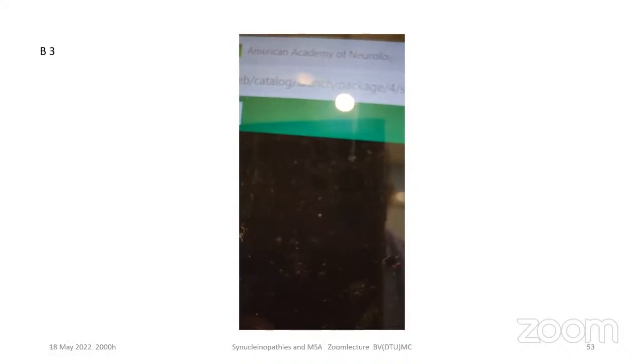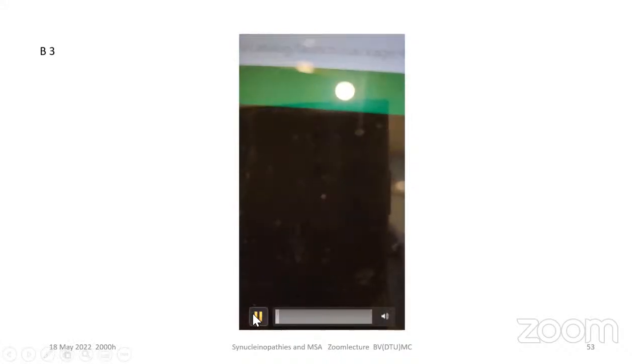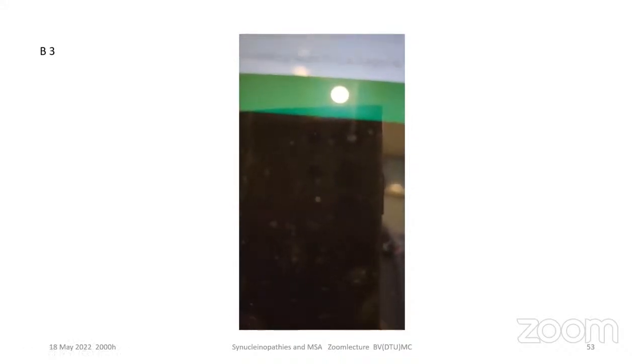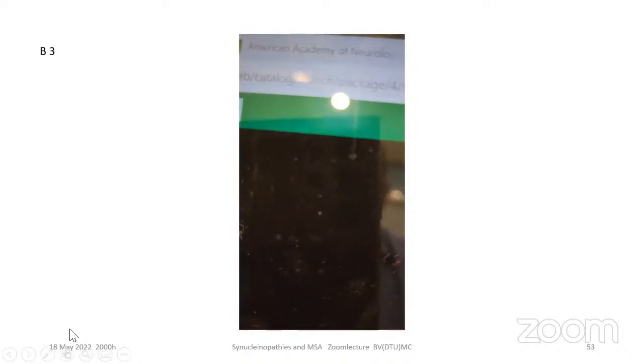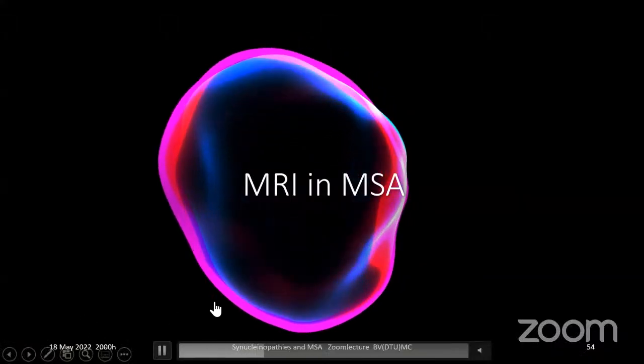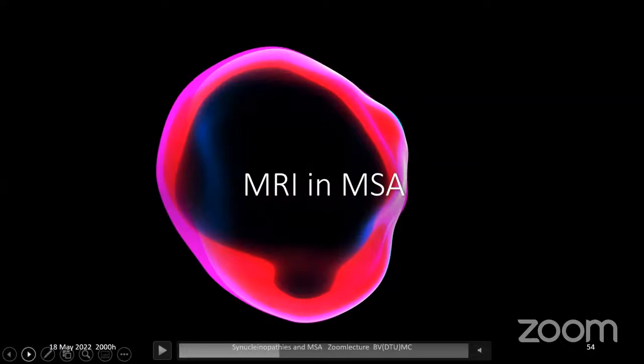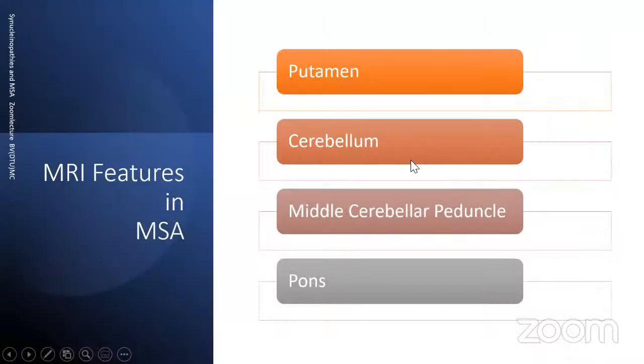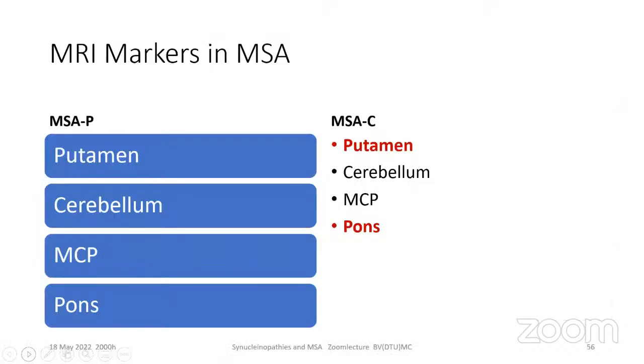That you see that sound, that's the sound which is characteristic. Okay. Now let's look at the MRI in MSA. Putamen, cerebellum, middle cerebellar peduncle, and pons are characteristically observed, and there are some named signs, and the differences can be seen. In MSA, you have more involvement of putamen and pons.